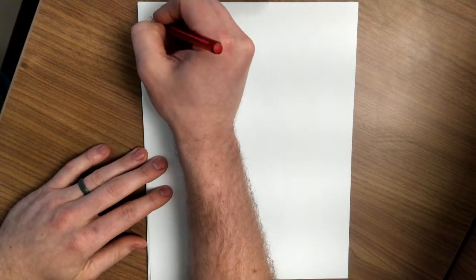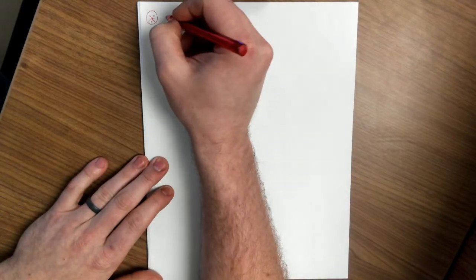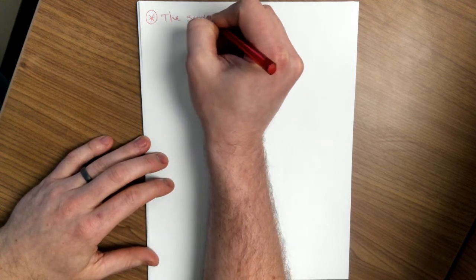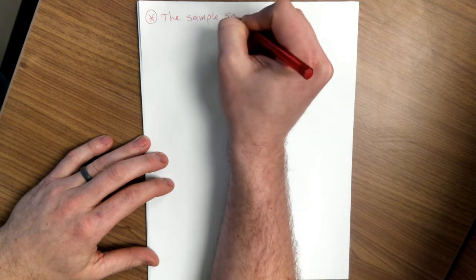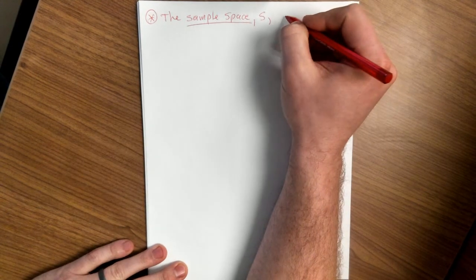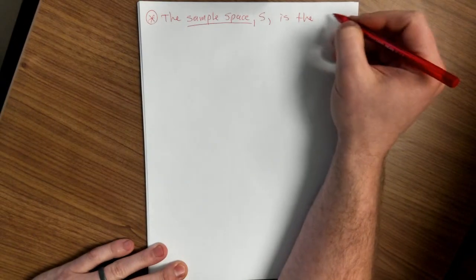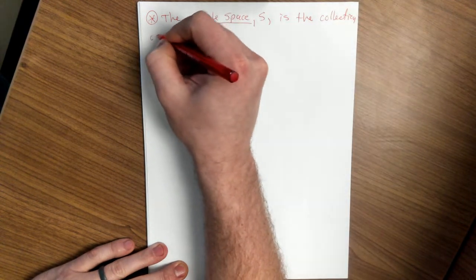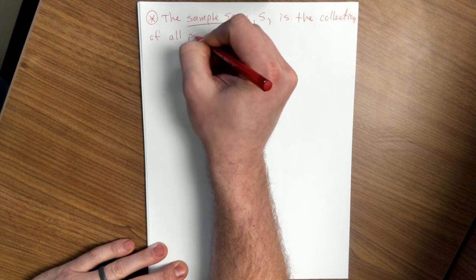Alright, we're going to talk about a couple definitions and terminology here to start off. The first one, we need to know how to define a sample space, and we need to know how to define an event. So the first one is the sample space. We label that as S, and it is the collection of all possible outcomes.